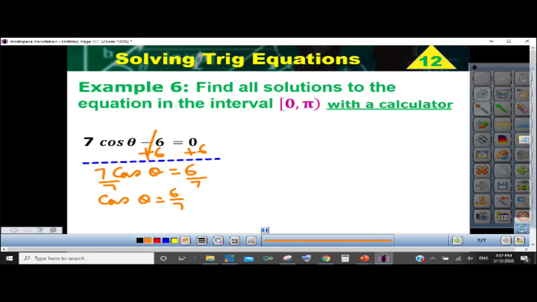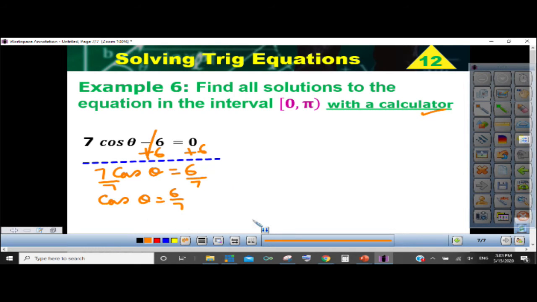I could use the unit circle knowledge to help me find the number of solutions. But thus far, I can't just depend on the unit circle. So I have to use a calculator. Obviously, here's the calculator. So I'm going to go and then put that in.